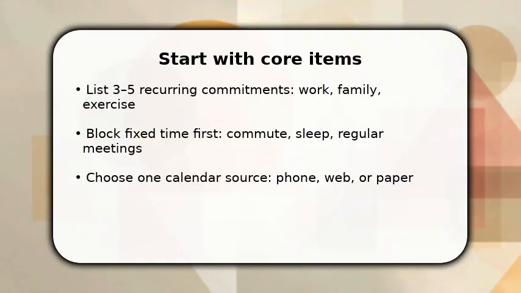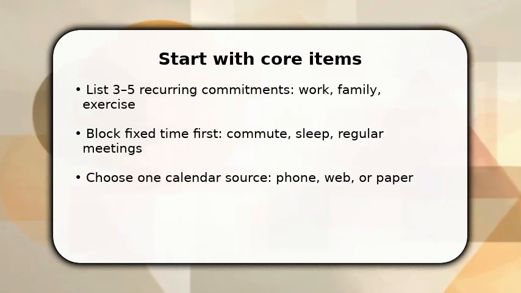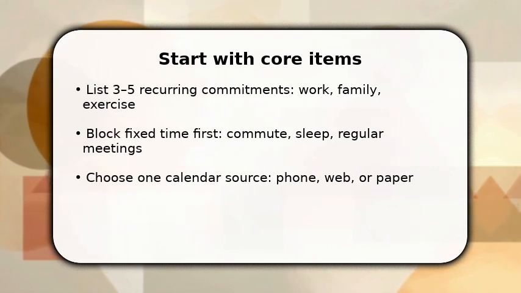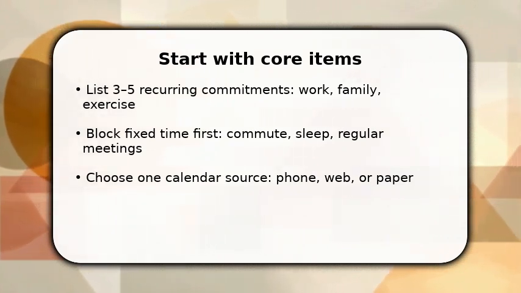Enjoy the video. You begin by gathering essentials, 3-5 recurring commitments, and any fixed blocks like commute or sleep. Add those first because they form your backbone. Once done, you'll see real openings.